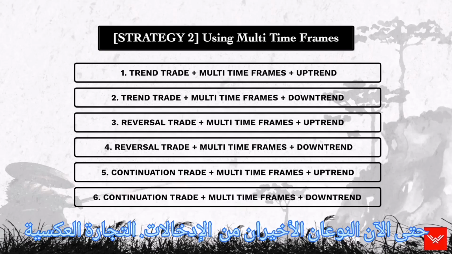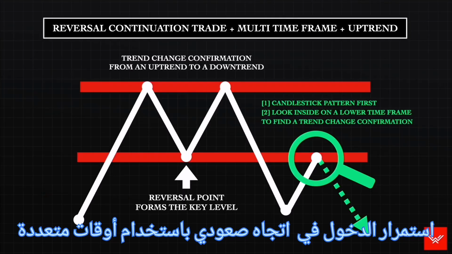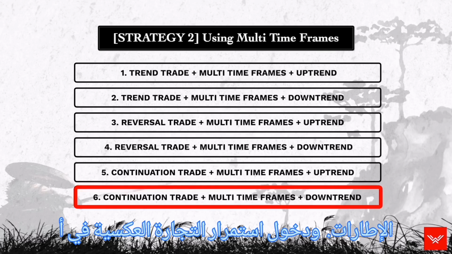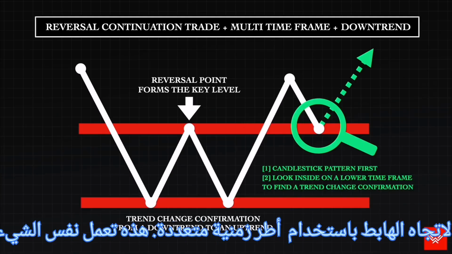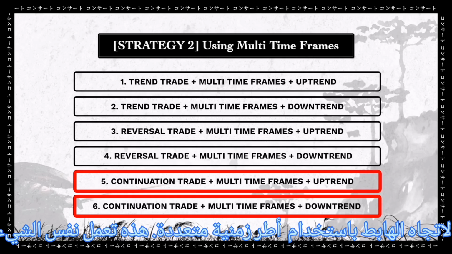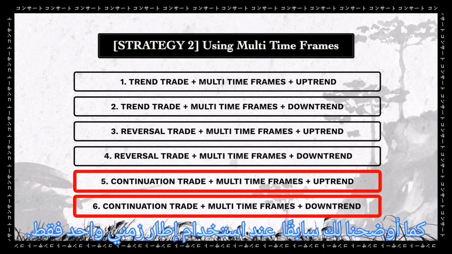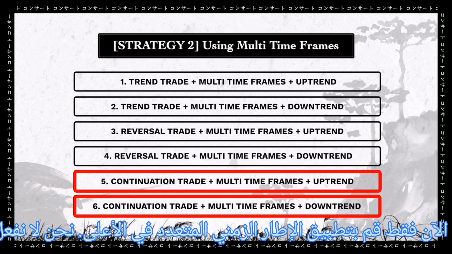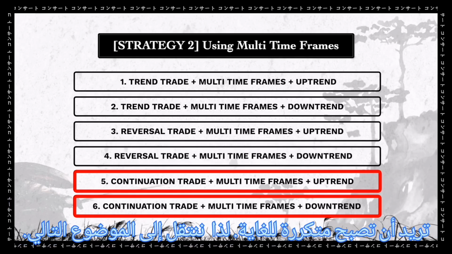So now, the final two types of entries. The reversal trade continuation entry in an uptrend using multi-time frames, and the reversal trade continuation entry in a downtrend using multi-time frames. These work the same like we previously showed you when using only one time frame, except now just apply the multi-time frame on top. We don't want to get too repetitive, so moving on to the next topic.